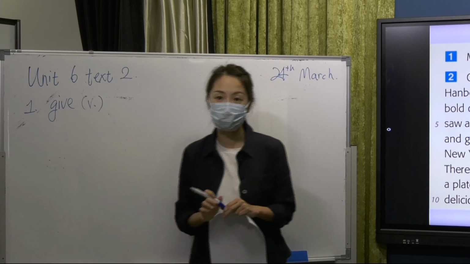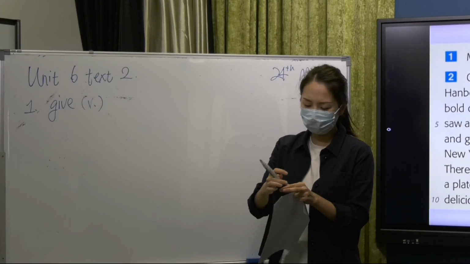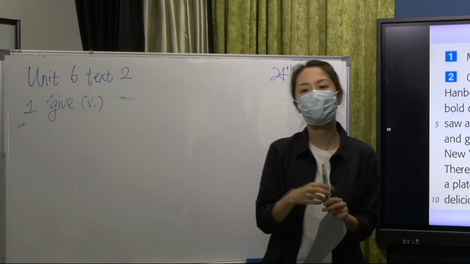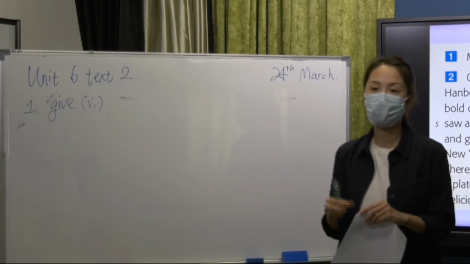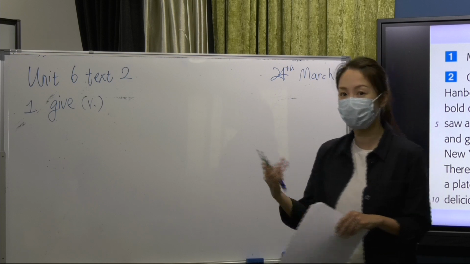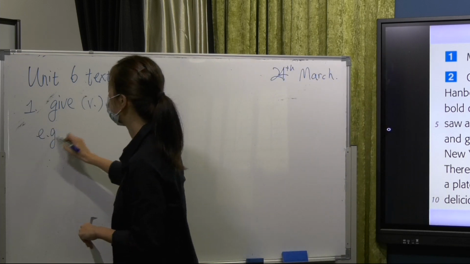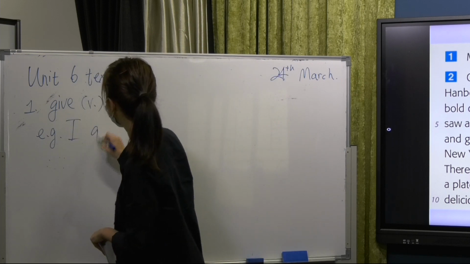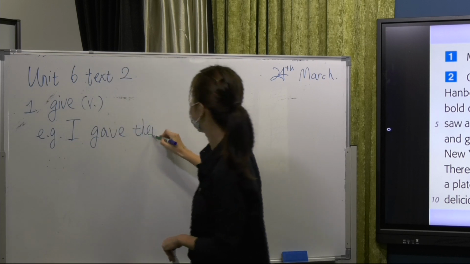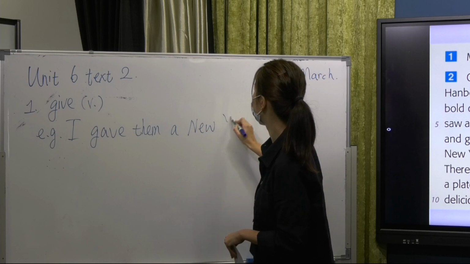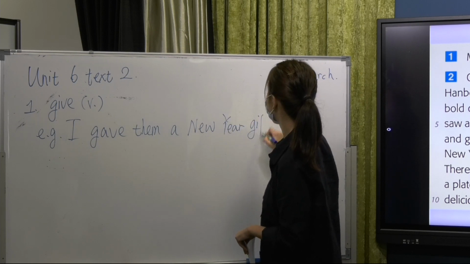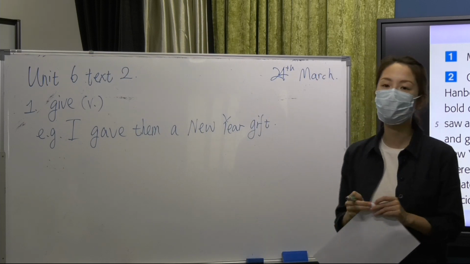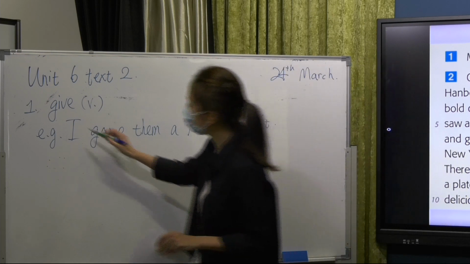So let's look at the verb give, okay? It is related to some different kind of objects, but I don't want to talk about the grammatical terms, okay? So maybe we just write different sentences. Let's look at the first one. I gave them a New Year gift. So this kind of sentence pattern you should have learned in your primary school, okay? But now we're going to do a revision. So this is the type 1 sentence, right?